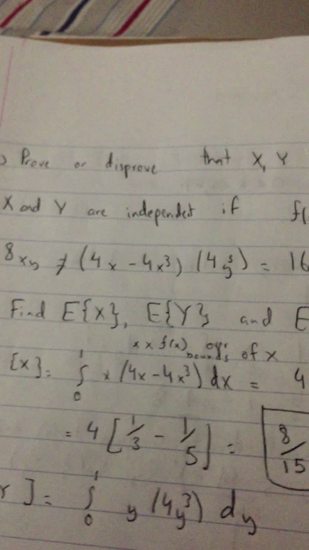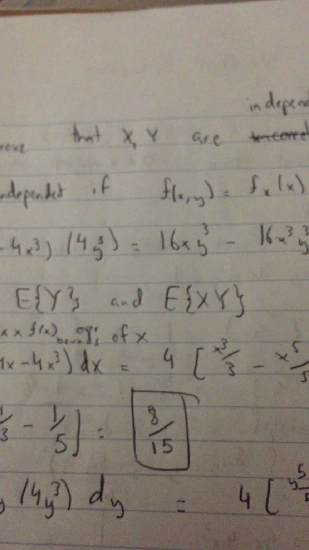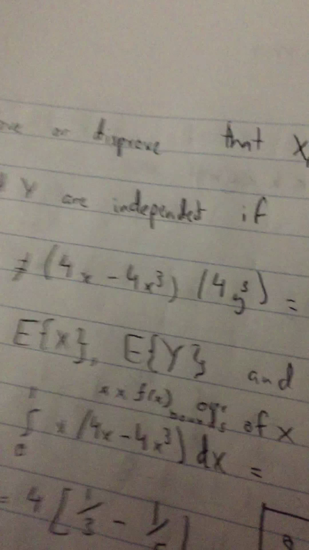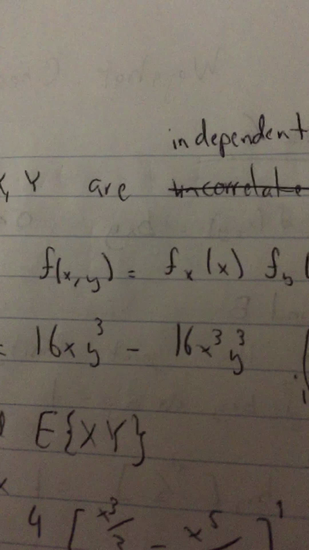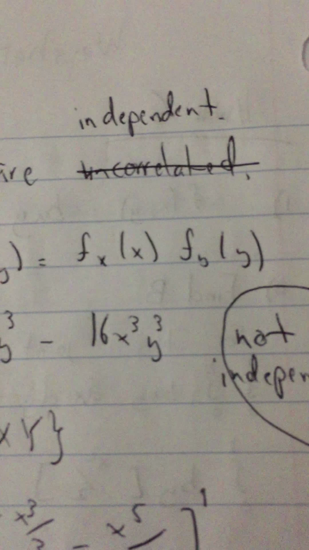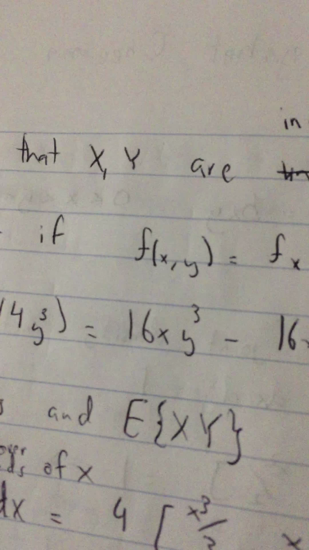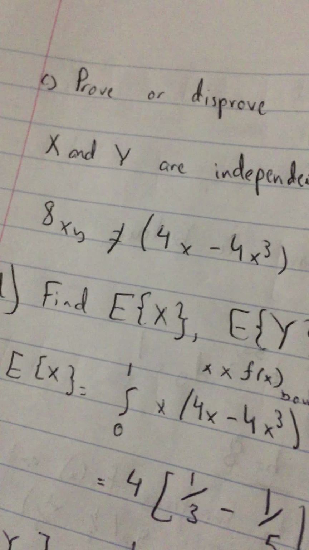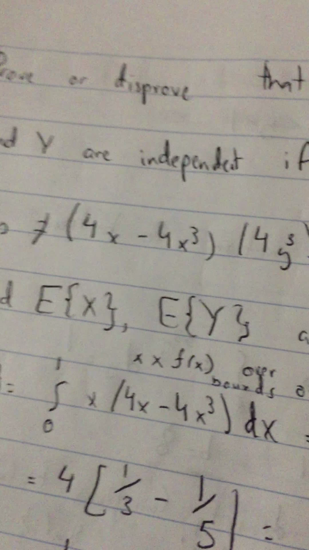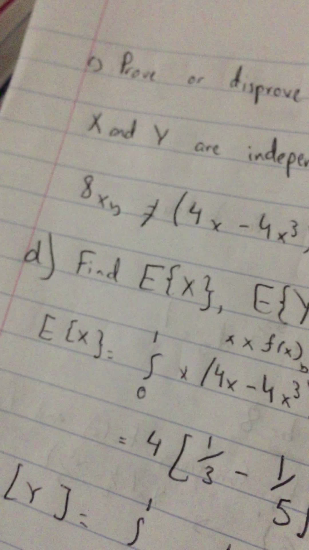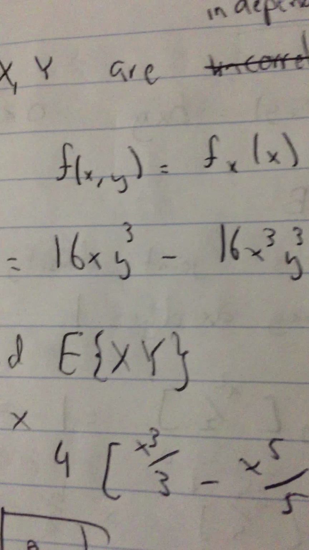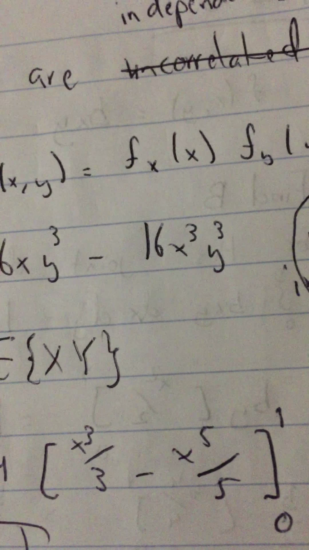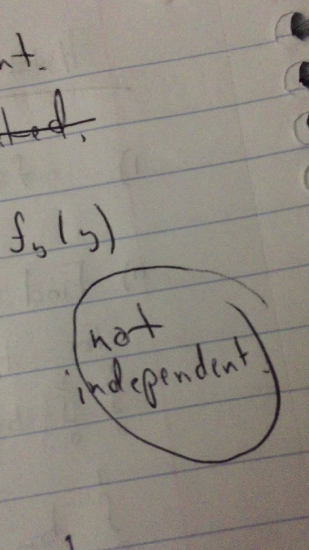Part C is asking us to prove or disprove that X and Y are independent. X and Y are independent if the joint density function equals f_X(x) times f_Y(y), the marginal density functions. We already found the values of these specific functions, so we can just plug in. 8xy does not equal 16xy cubed minus 16x cubed y. Therefore, this does not hold, and they are not independent.